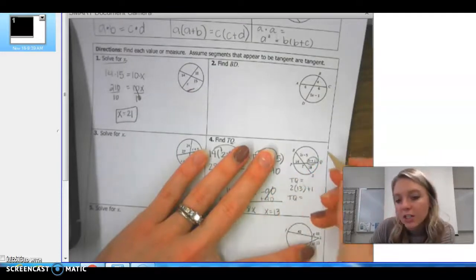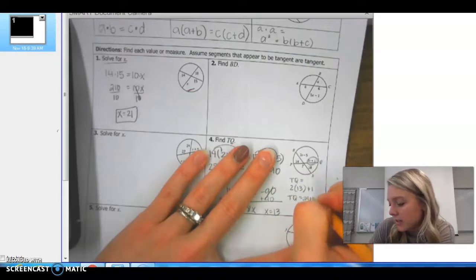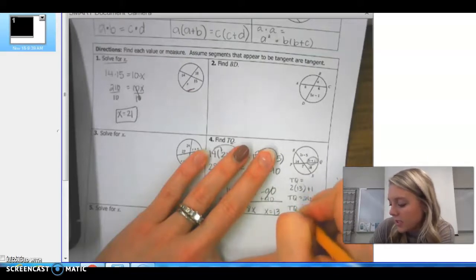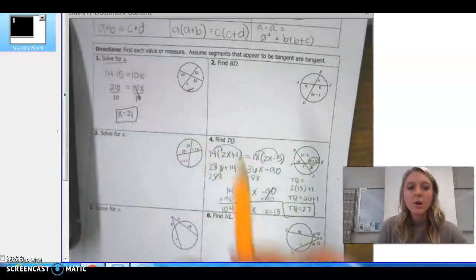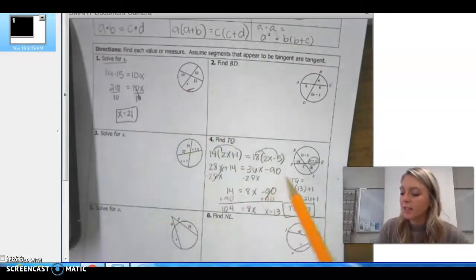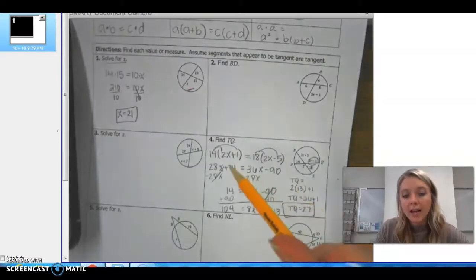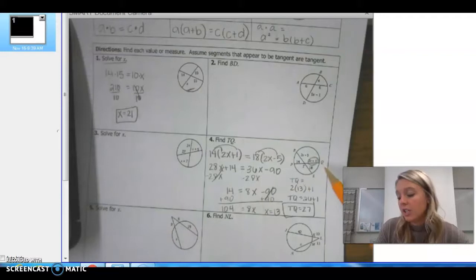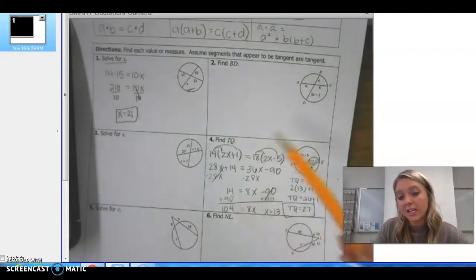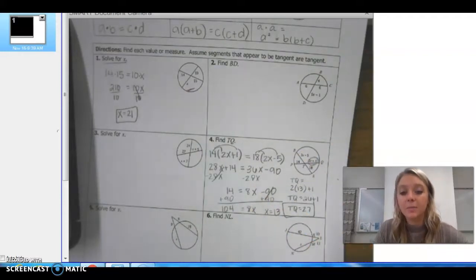Two times 13 is 26 plus 1, so TQ would equal 27. So notice the difference in examples 1 and 4. They asked us to find an actual distance from T to Q. So once you found the value of x, plug it back in to get your final answer.